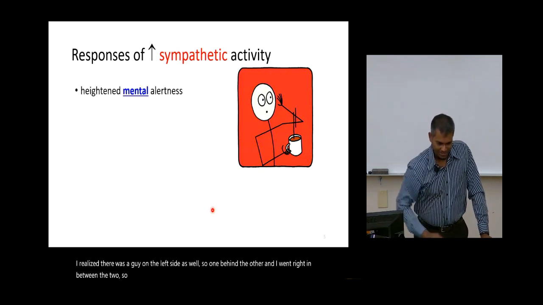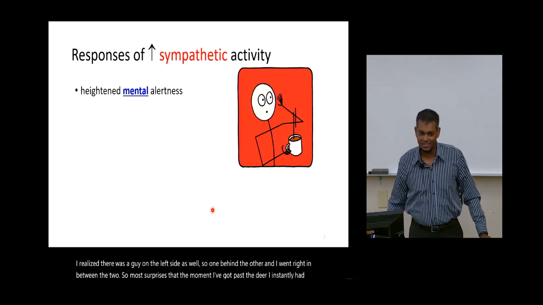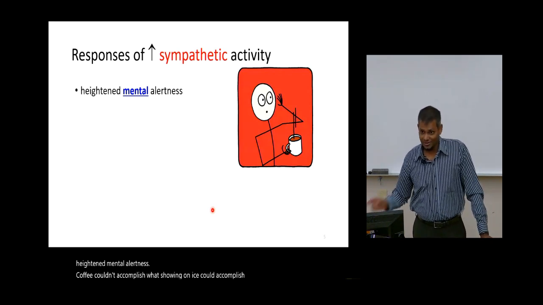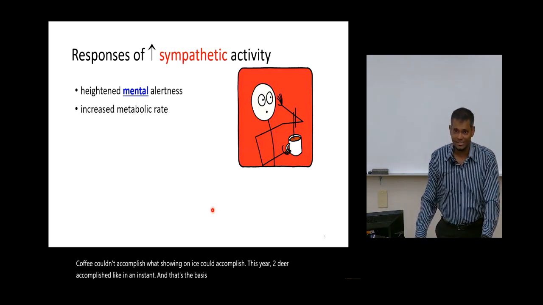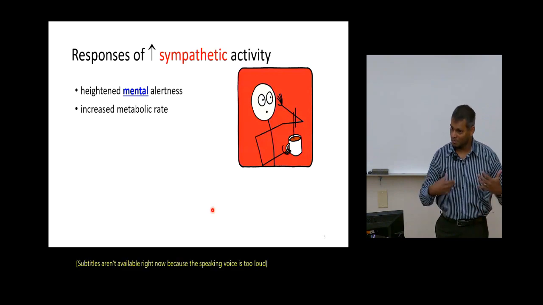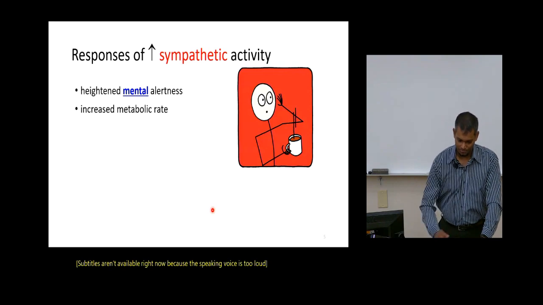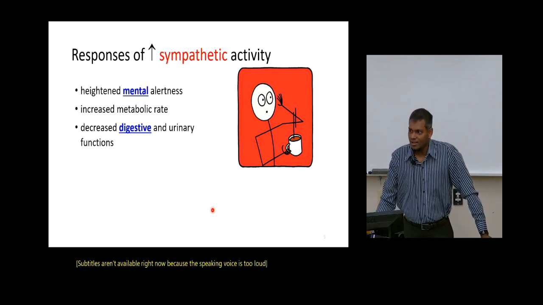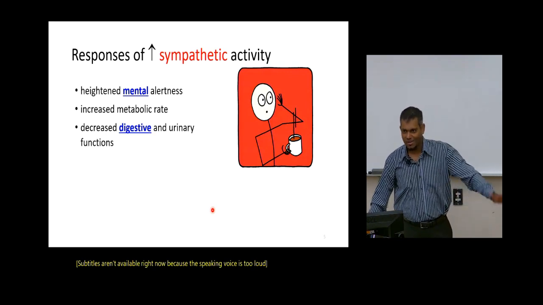So no surprise that the moment I got past the deer, I instantly had heightened mental alertness. Right? What the coffee couldn't accomplish, what chewing on ice couldn't accomplish, those two deer accomplished in an instant. And no surprise, you will have an increase in metabolic rate, meaning you're starting to burn more calories to fuel whatever you need to do to run away from a situation. You'll also have a decrease in digestive and urinary functions. So in terms of defecation and all that, you prefer to go to a more comfortable place rather than going out in the forest, right?